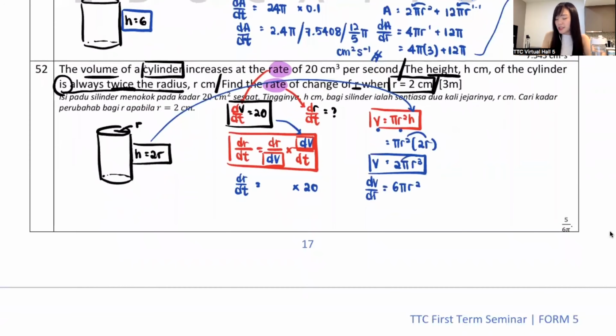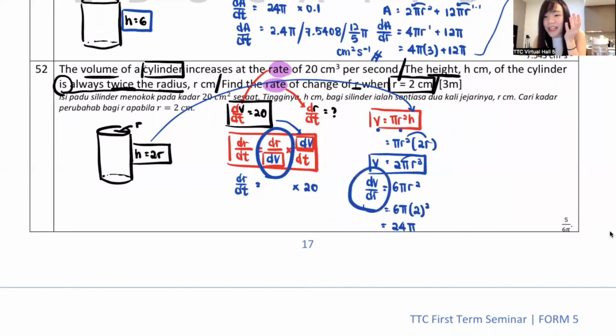So right after I got 6 pi r squared, I think I can sub r now. The r they already give you here, 2 cm. 2 times 2 is 4, 4 times 6, 24 pi. Correct? Guys, this time is different. Listen to me. Can I sub 24 pi inside here? Very good, Zanvi. Guys, cannot. You know why cannot? Open your eyes big, my dear. This is dr dV. This is dV dr.